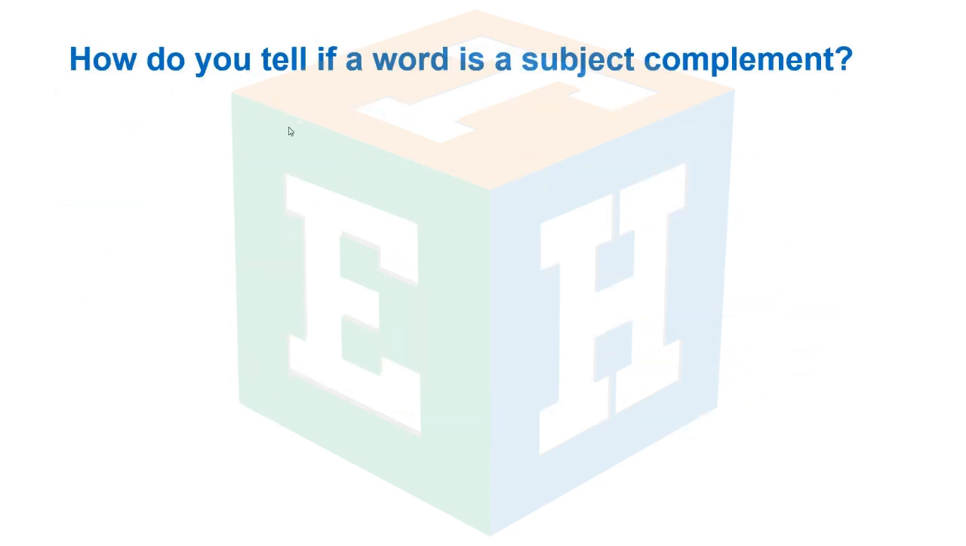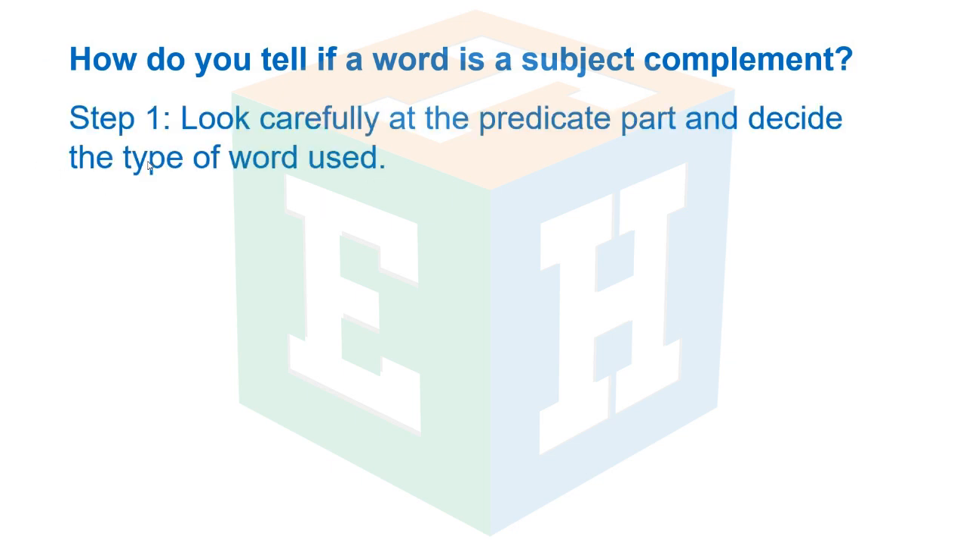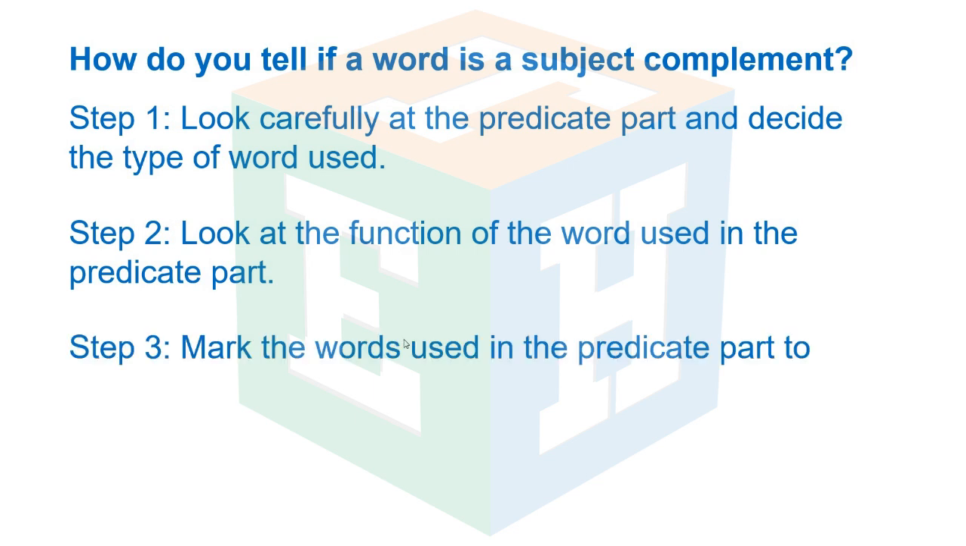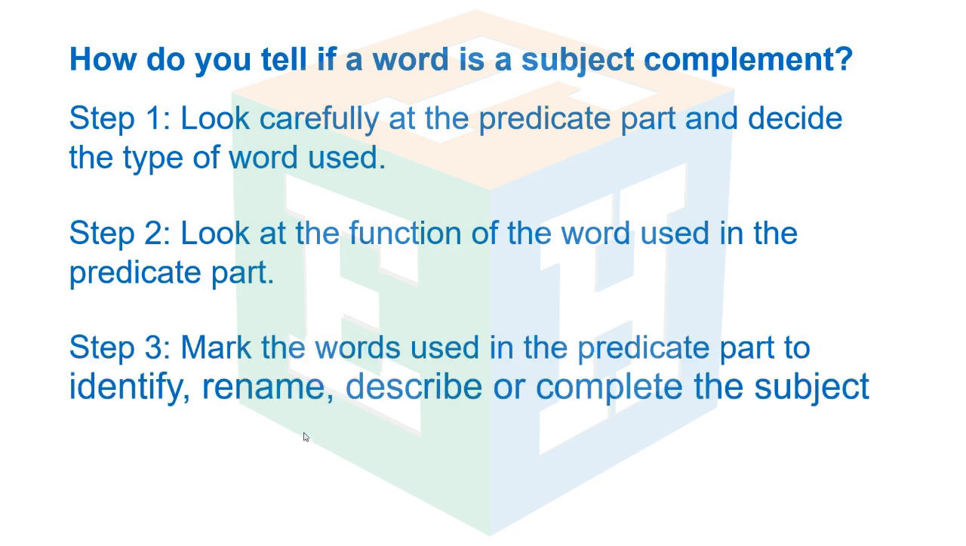How do you tell if a word is a subject complement? Step 1. Look carefully at the predicate part and decide the type of word used. Step 2. Look at the function of the word used in the predicate part. Step 3. Mark the words used in the predicate part to identify, rename, describe, or complete the subject as subject complements.